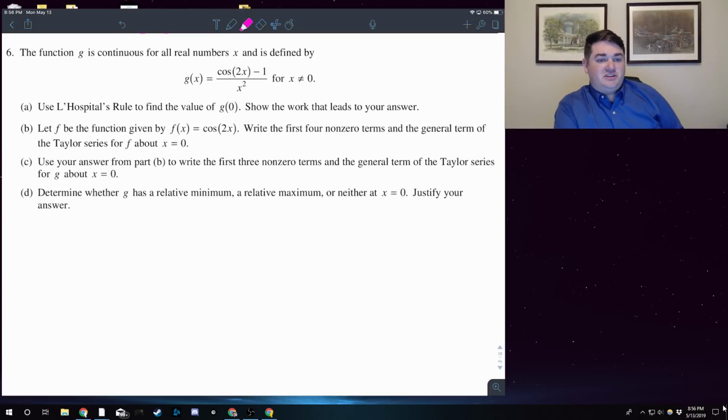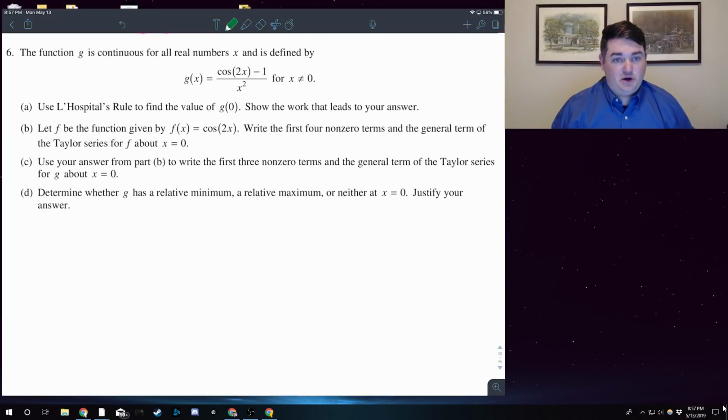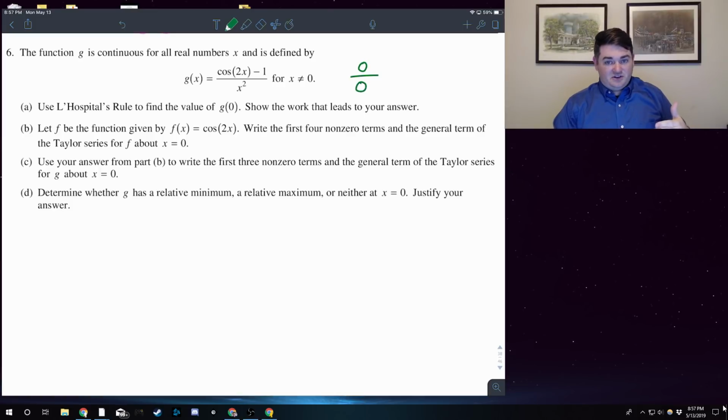Number 6, the function g is continuous for all real numbers, and that's defined by cosine 2x minus 1 over x squared. A, use L'Hopital's rule to find the value of g of 0. Show the work that leads to your answer. Okay, so if I'm a calc student tomorrow on the test, here's how I would go about this. It's a limit. They said use L'Hopital's rule, but I need to verify that it does equal an indeterminate form. So if I plug in 0, I get cosine 0 minus 1 is 0 over 0 squared is 0. Okay, so for me, I need that verification. I see I get an indeterminate form.